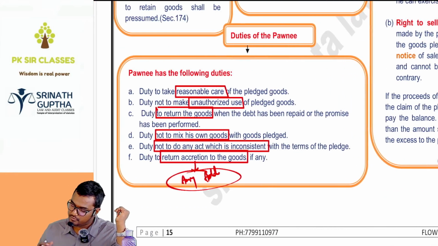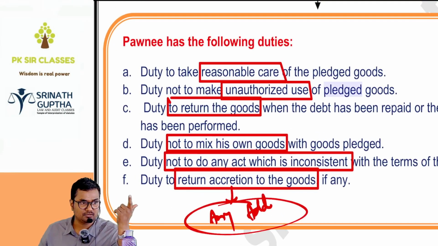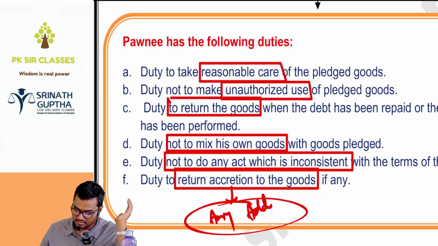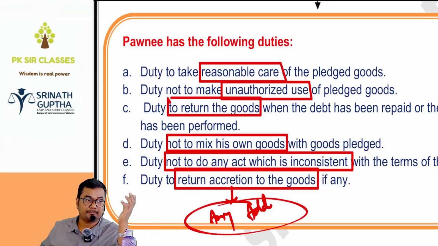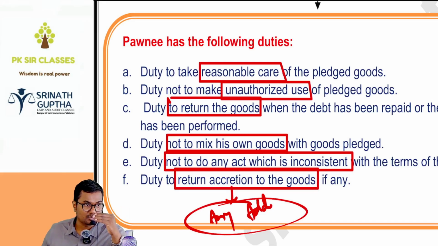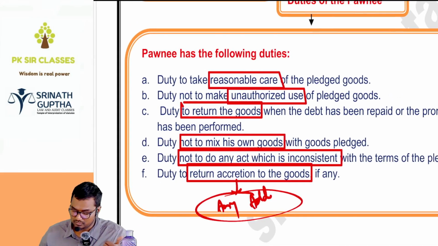Next one is the duties of the pawnee. Similar to a bailee, we should take reasonable care of the pledged goods and not use those goods without any authority. We must return the goods to the pledger, and we should not mix his goods with our goods, and we should not act inconsistent with the terms and conditions. We have to return any addition in the pledged goods, like a cow having a calf, a dog having a puppy, or a share having a bonus share. We have written those things also.